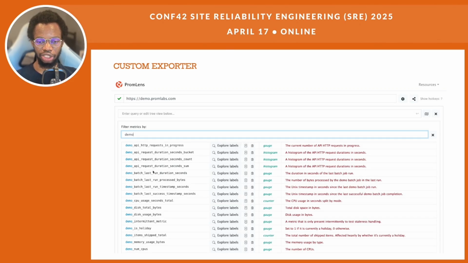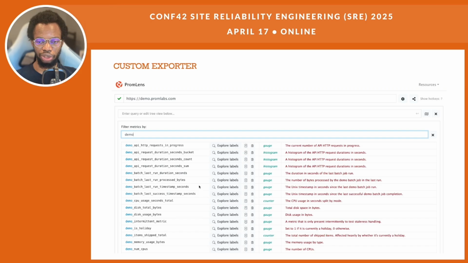So you can essentially ask questions around the success rate of batch jobs that was done by the demo service. You can see questions around the HTTP request duration as well. Another interesting one is that the service itself has a metric that lets you know whether today is a holiday or not. So it's basically called demo is holiday. And from the help information.